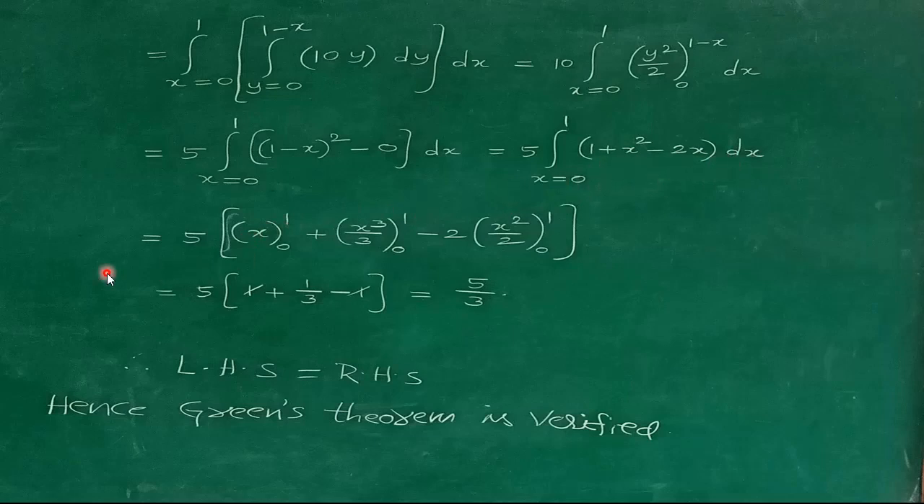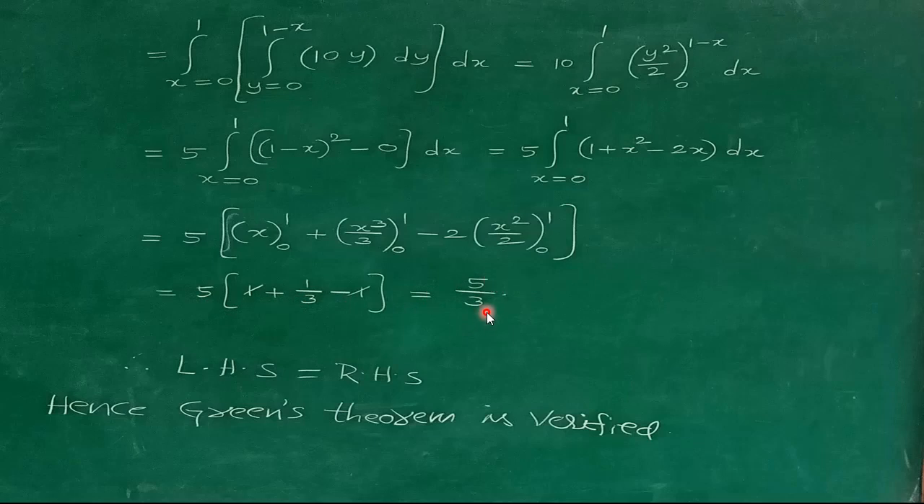Now you can integrate with respect to x. 5 into the integration of 1 with respect to x is x. The integration of x square is x cubed by 3. The integration of x is x square by 2. Substitute the limits for each term. For x, upper limit 1 and lower limit 0, so 1 minus 0 is 1. For x cubed by 3, upper limit gives 1 by 3 and lower limit 0, so 1 by 3. For the last term, minus 2 cancels with the 2, upper limit gives 1 and lower limit 0, and the symbol before it is minus, so minus 1. Minus 1 plus 1 cancels, and multiplying by 5 we get 5 by 3.